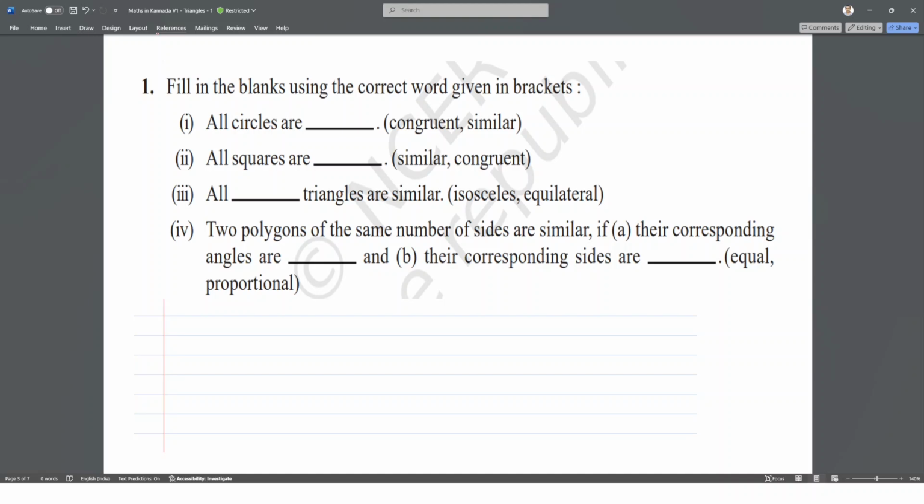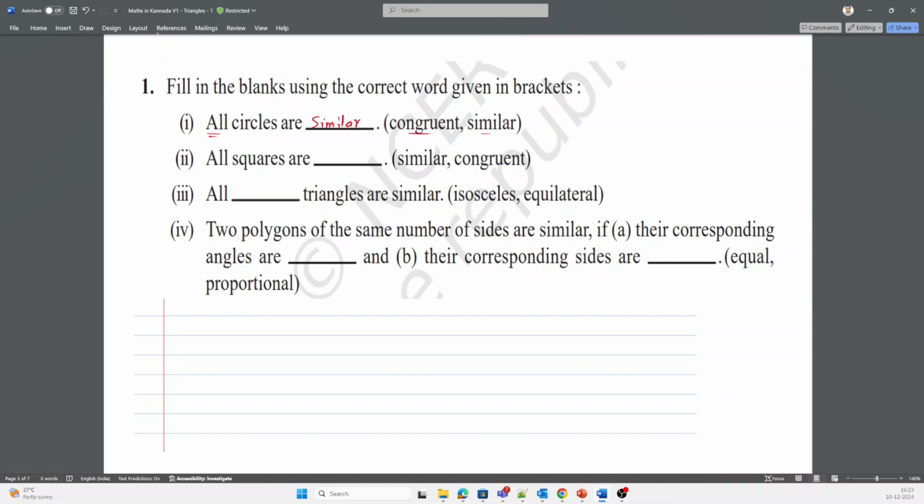All the circles are congruent or similar. So in order to say all the circles are similar, congruent means what? It has to be the same shape and it has to be the same size. But all circles, here they are talking about all circles. All circles are similar, okay? Because they will be the same shape and they will be in different proportion, right?